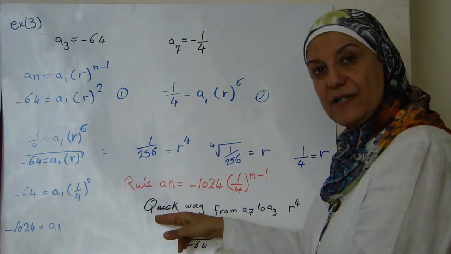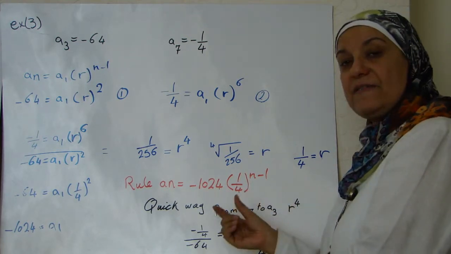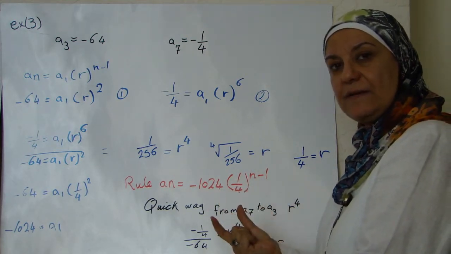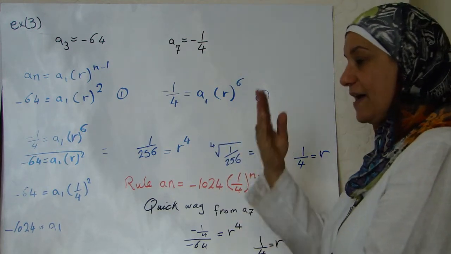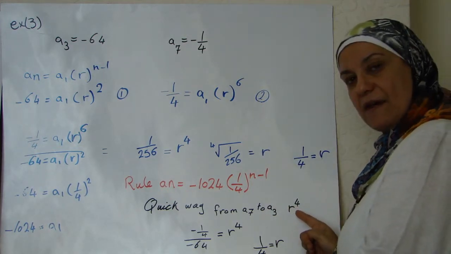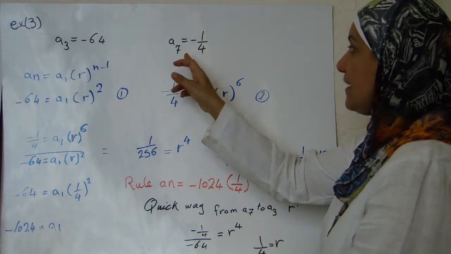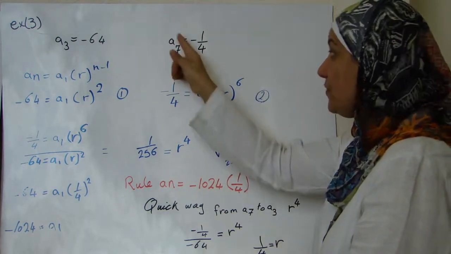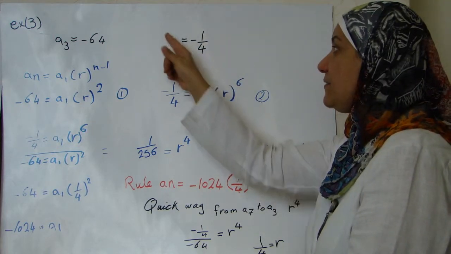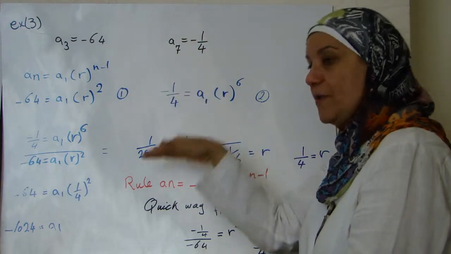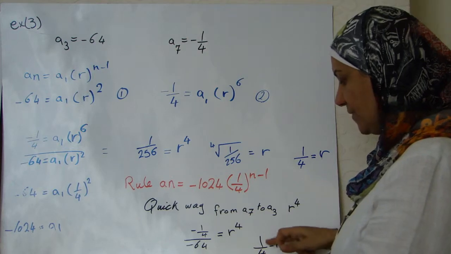Is there a quick and clever way to do that? Yes, there is. The quick way for A7 to A3. From A7 to A3, how many terms are there? From A7 to A3, I have 4 terms. So how many ratios do I have? I have 4 ratios. So I'm going to say, okay, this is R to the power 4. R to the power 4 is the ratio between the A7 to the A3. Remember to put the A7 on top. Even if it's smaller, I don't care. I only care about having A7 on top of A3. So A7 on top of A3, I get R to be 1 over 4.